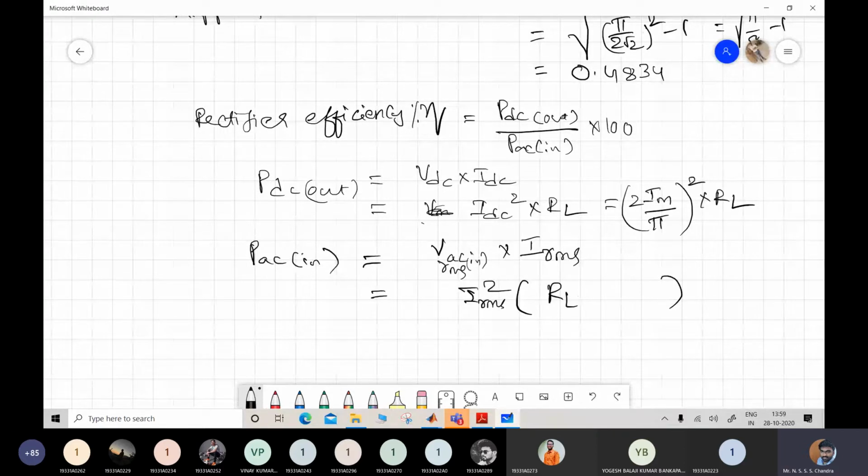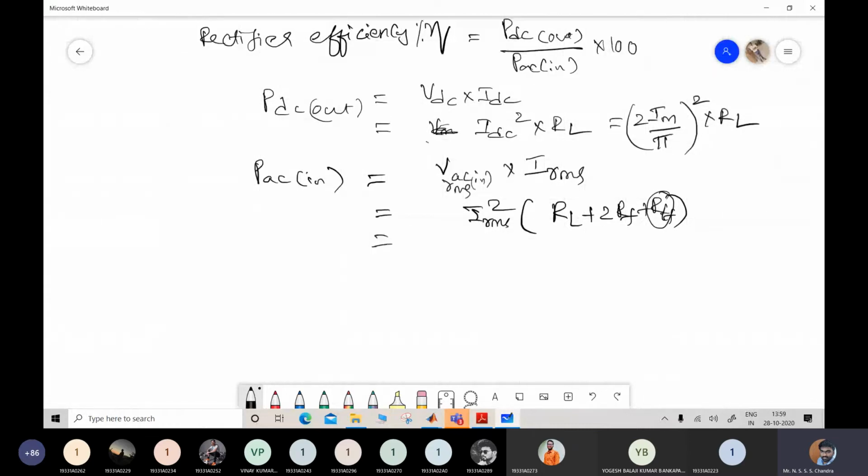RL plus 2RF. Okay. In case you want to include the transformer resistance, RTF, you can include that also. Otherwise, for our analysis I am omitting the transformer resistance. But if in any numerical question they have asked for the transformer resistance also, you need to include that. So for the time being, I am omitting that. So what is IRMS? What is IRMS?